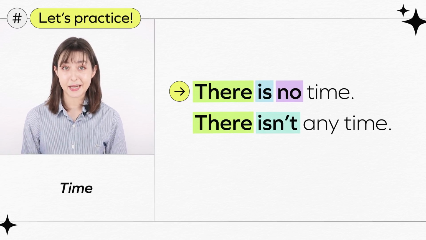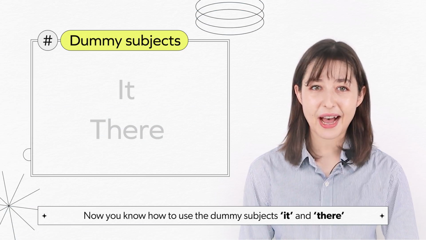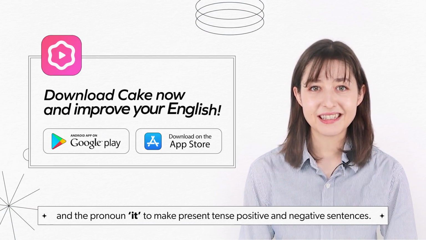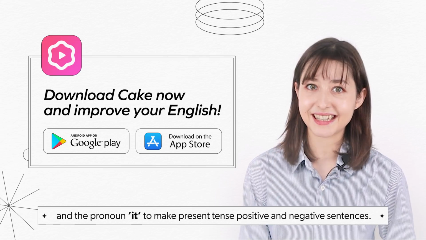There isn't any time. Now you know how to use the dummy subjects it and there and the pronoun it to make present tense positive and negative sentences.